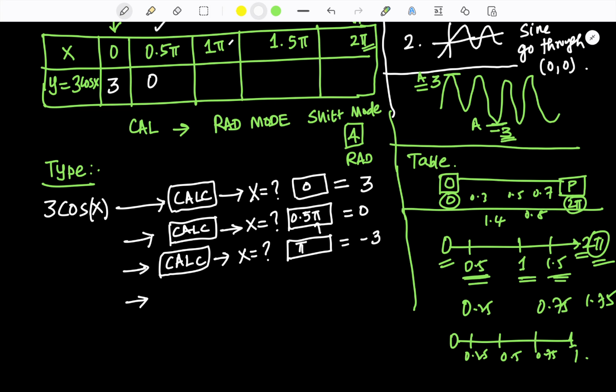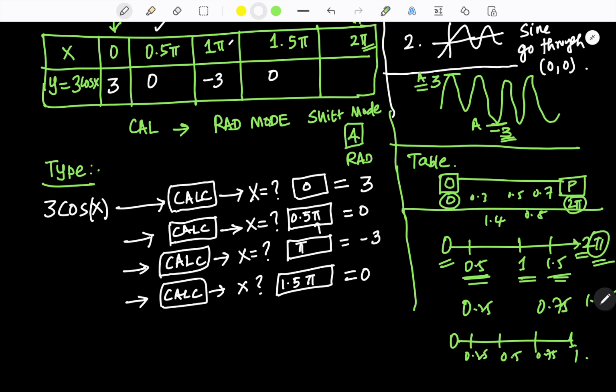So next, press the button calc. The equation is X question mark. So now you're going to press 1.5 shift pi, which is equal to 0. So you're going to press 0 here, right? Sorry, wait, I made a mistake. I forgot to put 3, 0, and this is -3. I forgot to put it here. Okay, -3 here. Then after that, 1.5 is 0.